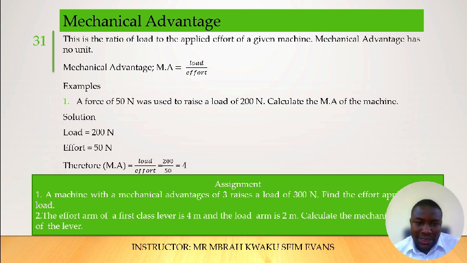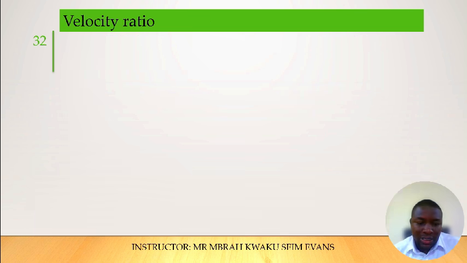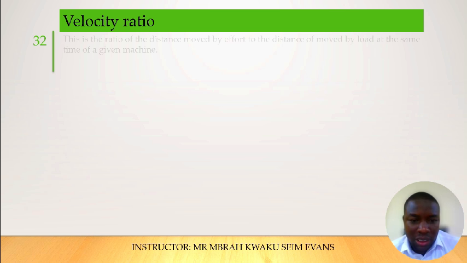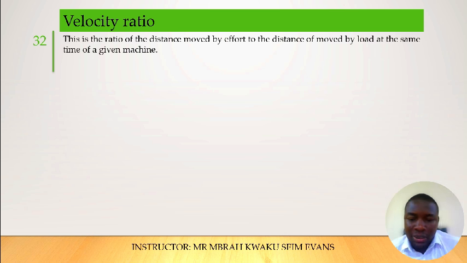We go to the second terminology, which is velocity ratio. It's very important that you understand velocity ratio. What is velocity ratio? Velocity ratio is the distance moved by effort to the distance moved by load at the same time of a given machine.